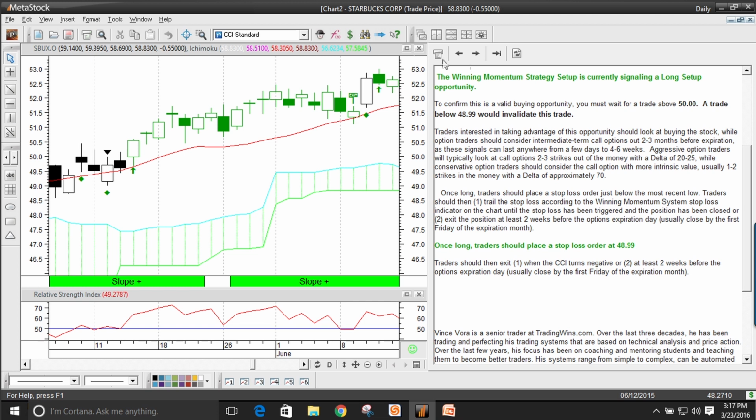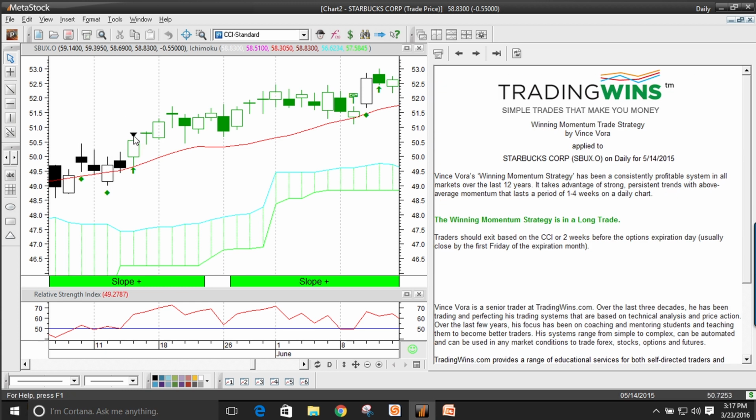So a few days later, after this setup happened, you'll notice that we had a trigger. The stock went above $50. That triggered us into the market. When that happens, and when you're in a long trade, you'll notice that it's going to highlight the color of the bar green for you. So it's just basically going to tell you, okay, you're in a long trade right now. And it'll give you the information on how you should stay in that long trade.